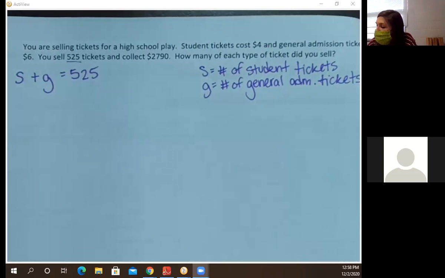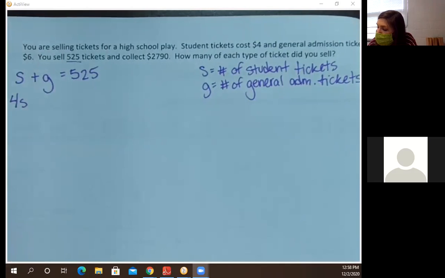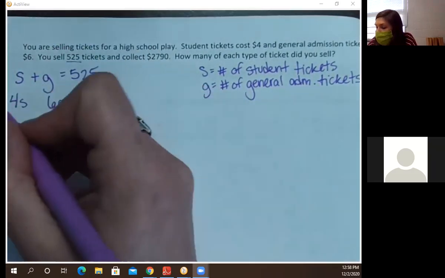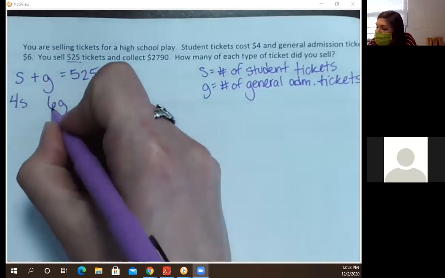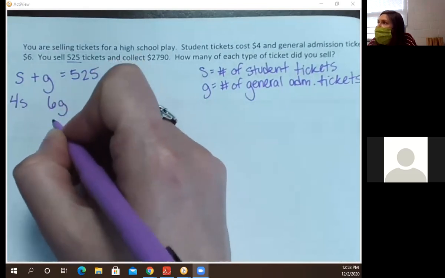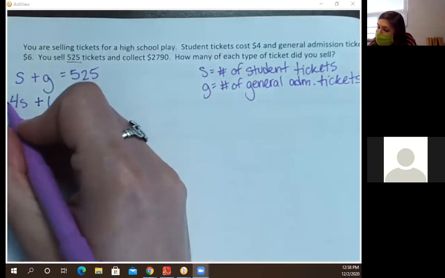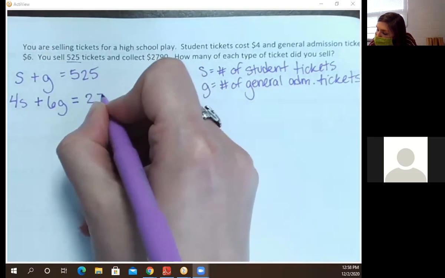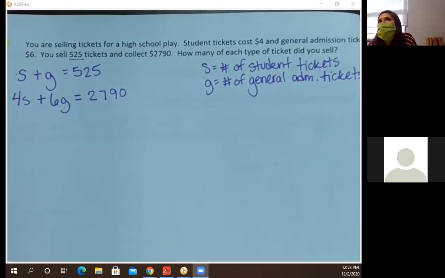I know how much student tickets cost. It's $4 for every student ticket, and it's $6 for every general admission ticket. So 4 times S gives me how much money I made from student tickets. 6 times G gives me how much money I made from those general admission tickets. If I add up how much I made from student tickets and how much I made from general admission, I would get the total that we collected, $2,790. So there's my system of equations.